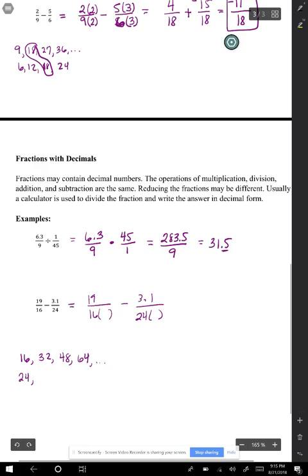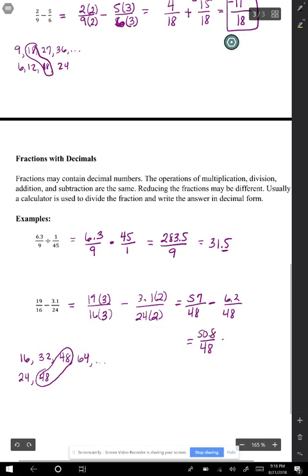24, and then 24 times 2 is 48. And as soon as you see that common multiple, you can stop. So these will both go into 48. So this was 16 times 3. So I have to multiply by 3 up here. This was 24 times 2. So I have to multiply by 2 up here. And this would give me 57 over 48 minus 6.2 over 48. Common denominator would be 48, and then 57 minus 6.2 would be 50.8.